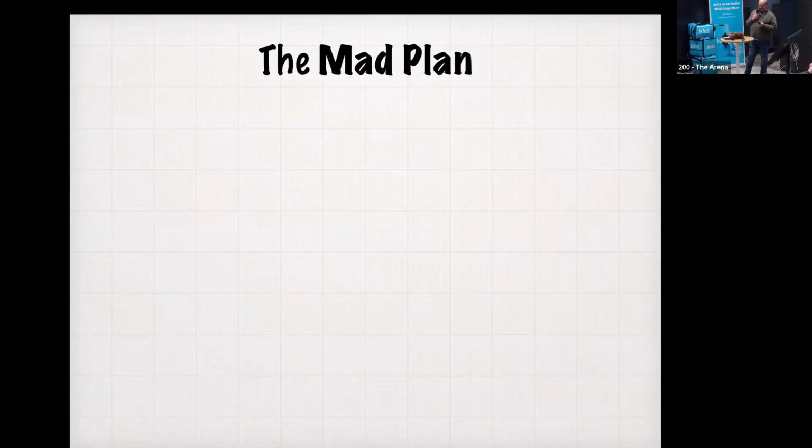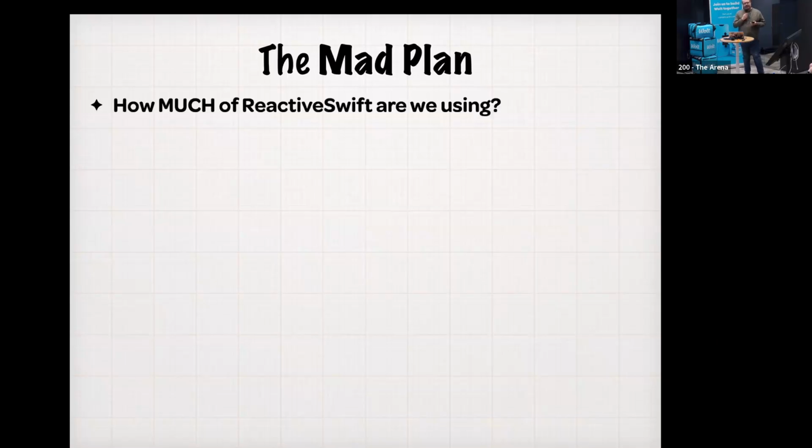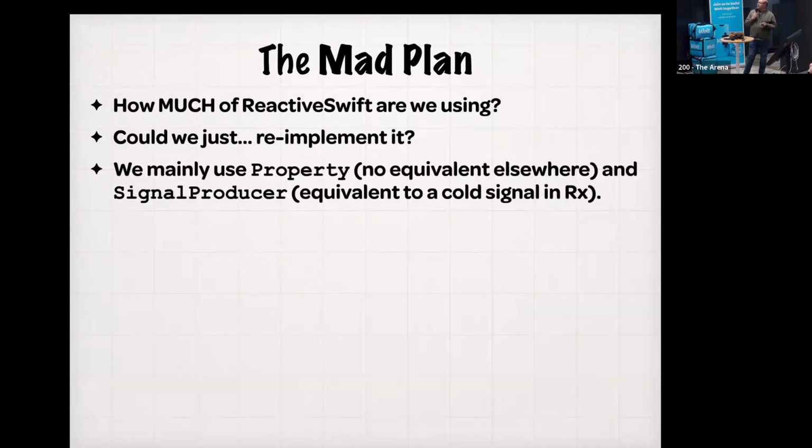So to start this off, I started thinking, how much of the reactive Swift stuff are we actually using? We're using it a lot, but how much of the actual functionality that it provides are we using? And could we just re-implement that functionality ourselves and try to do it the right way around? So it turns out we were mainly using Property, which there's not really an equivalent of in any other reactive system I know of, and SignalProducer, which is like a cold signal in Rx or stuff like that.